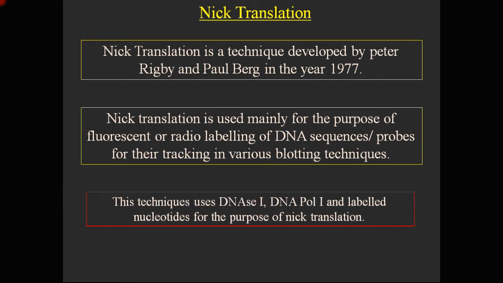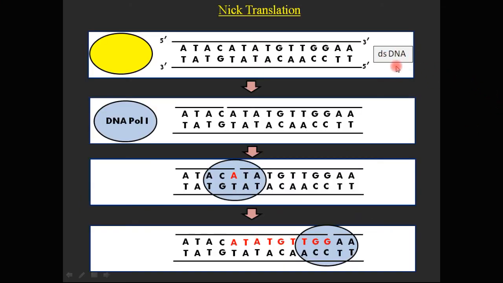So what do we need for the Nick translation? Typically we need three things: DNase 1, DNA Pol 1, and labeled nucleotides, and apart from that we need the template. So let's see. Here we have a double stranded DNA. You can see this double stranded DNA, 5' to 3', and that's the anti-parallel strand.